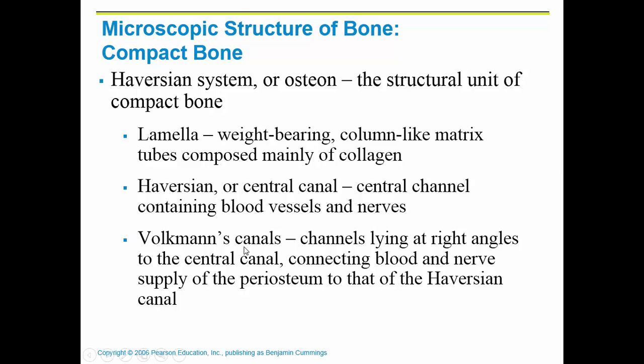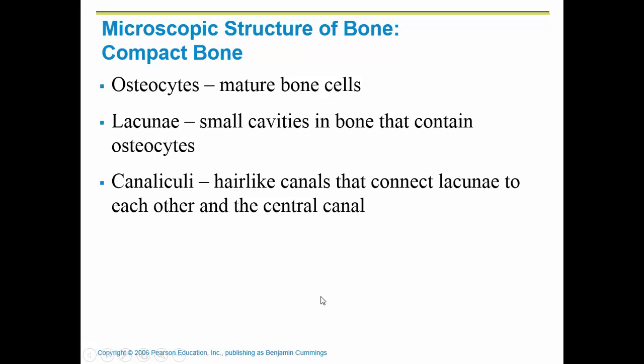Then you have something called a Volkmann canal. The Haversian canal goes down the middle of the osteon. Volkmann's canals are going to be lying at right angles to the central canal. So they're going to go horizontally through the bone itself. And again, it's just a way to make sure that we get blood and nerve supply to all of the bone cells and the periosteum.